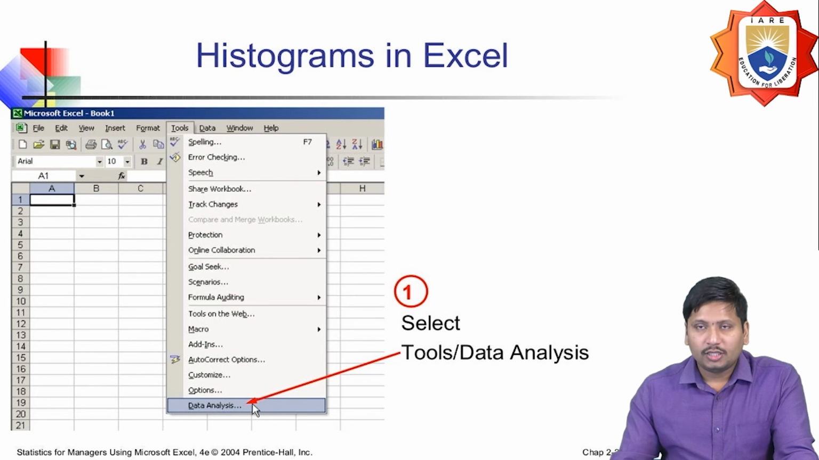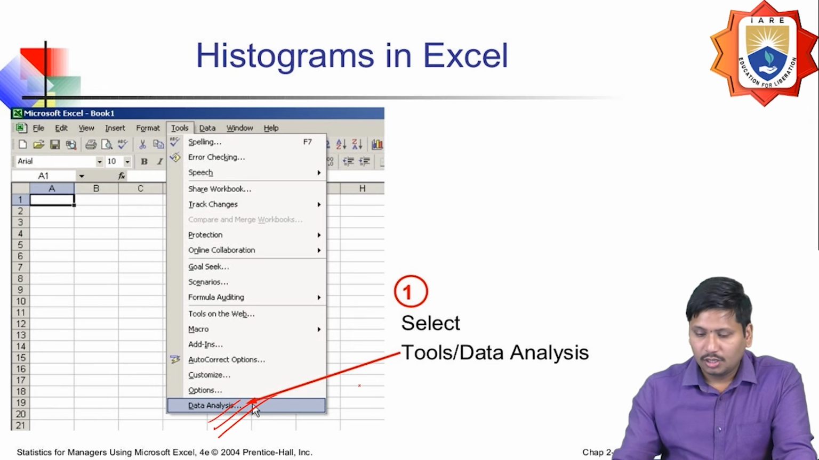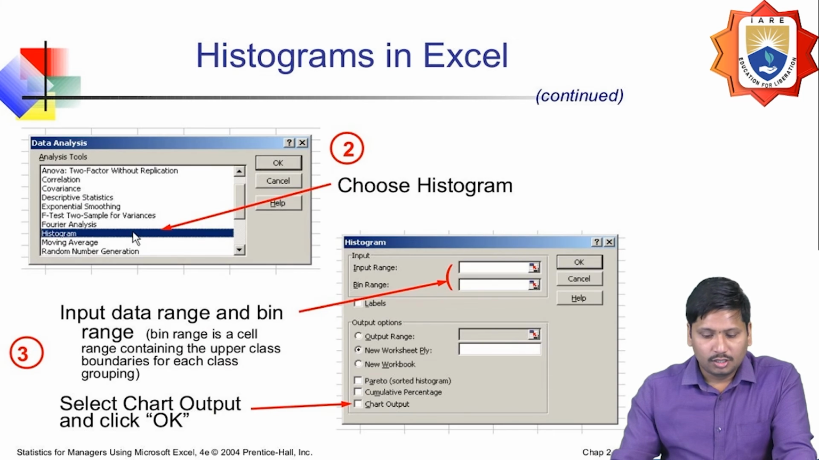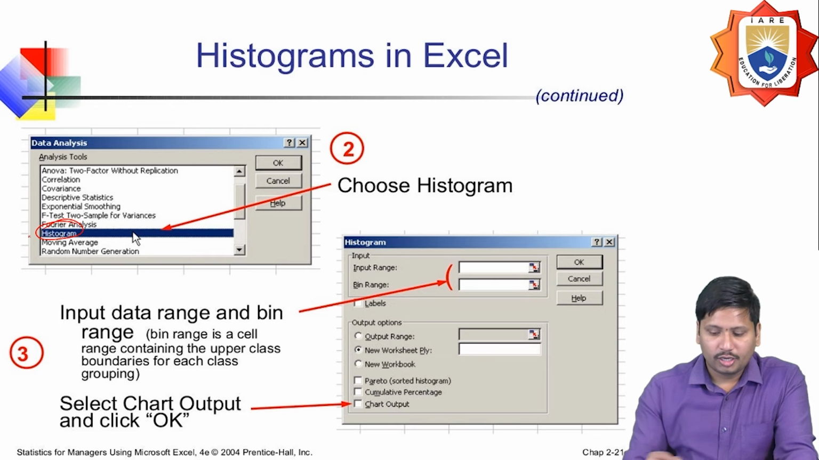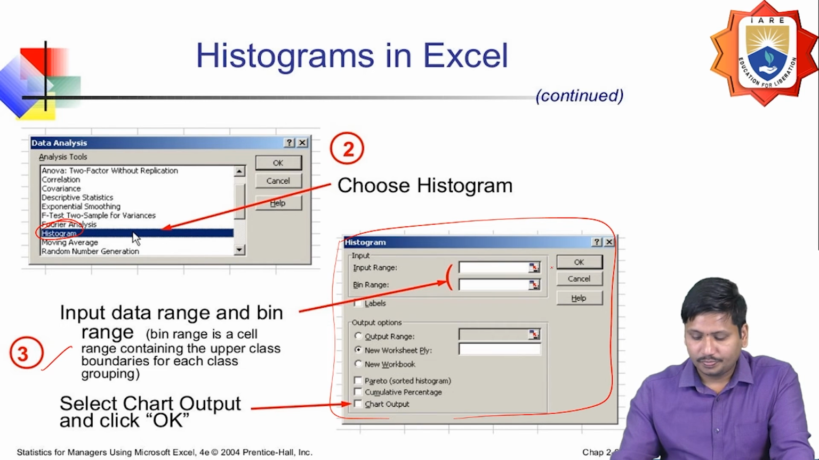You can also construct the histogram by using Excel. For this, what I have to do is open Excel and go to tools. I can go to the option Data Analysis. After selecting this, select the option Histogram, and then select the input range and bin range here. After clicking this, a pop-up window will open. From this, you have to select the chart output and then click OK here.